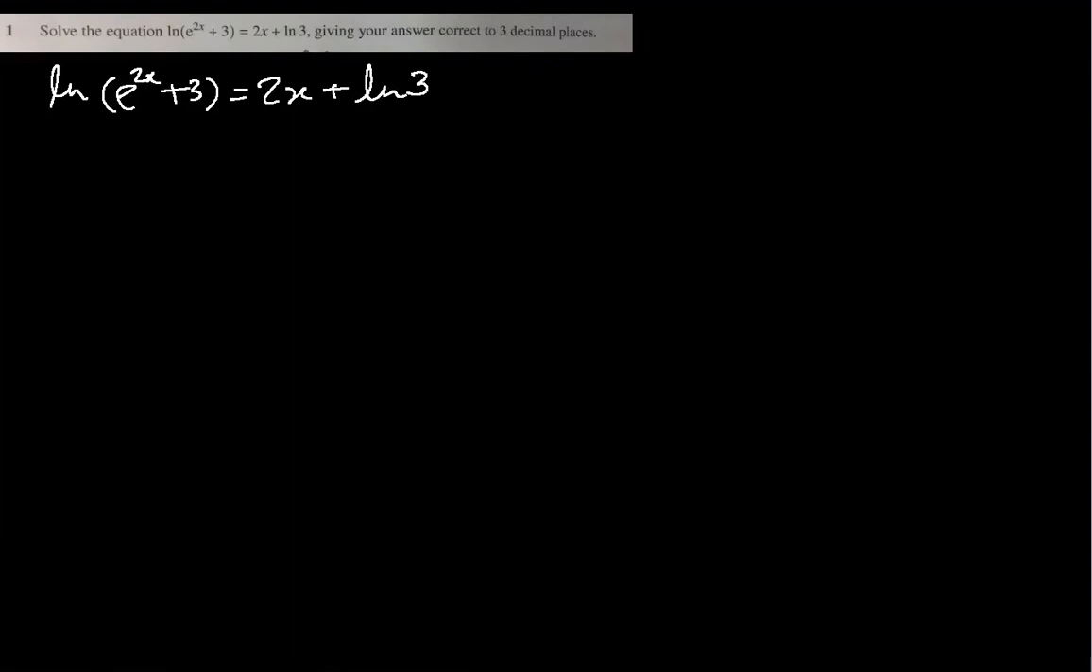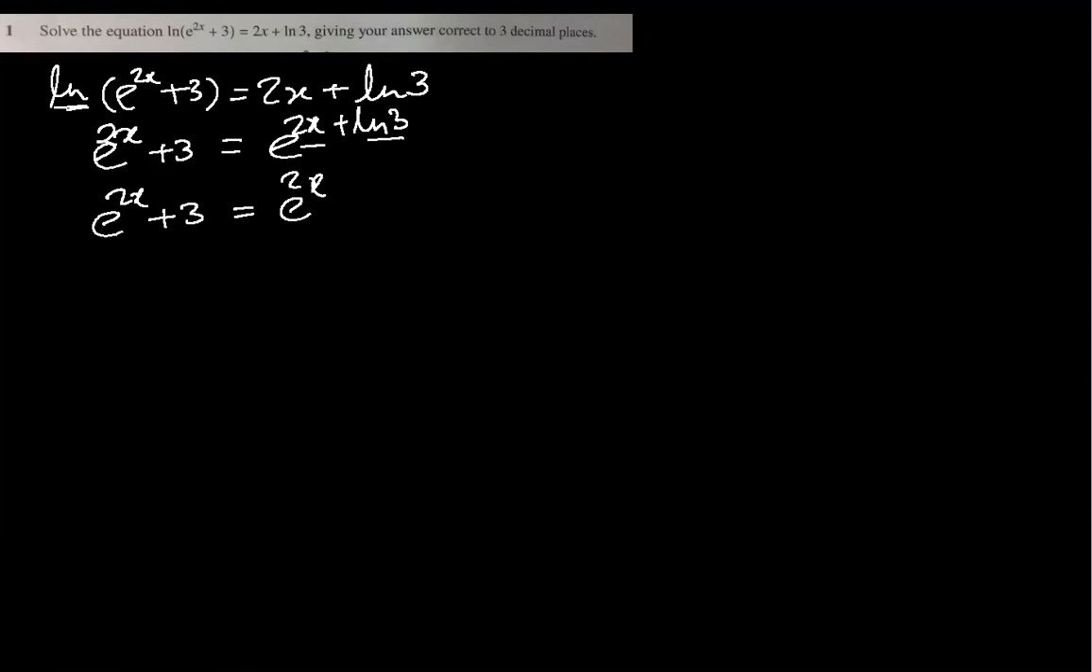So we'll first get rid of this ln. So this e to the power 2x plus 3 will be left out here, and the other side will become e to the power 2x plus ln 3. Since we have to separate this x and isolate x, I have to separate these. So we can write e to the power 2x plus 3 equal to e to the power 2x and then multiplied by e to the power ln 3. Because the exponents are adding, the bases multiply.